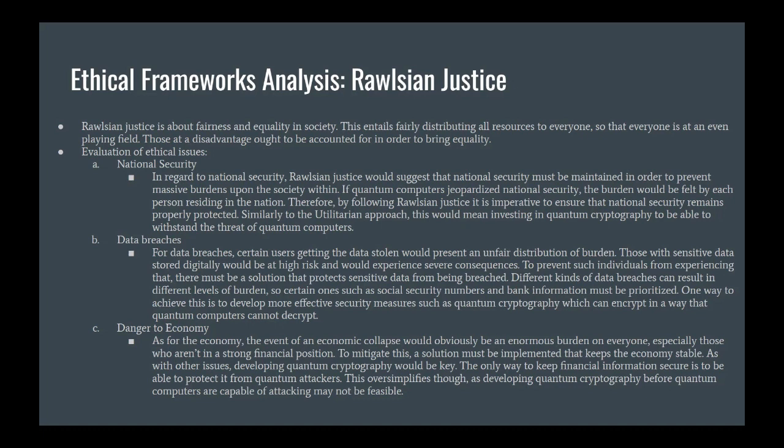And then for the economy, the event of an economic collapse would obviously be an enormous burden on everyone, especially those who aren't in a strong financial position. To mitigate this, a solution must be implemented that keeps the economy stable. As with other issues, developing quantum cryptography would be key. The only way to keep financial information secure is to be able to protect it from quantum attackers. This oversimplifies, though, as developing quantum cryptography before quantum computers are capable of attacking may not be feasible.